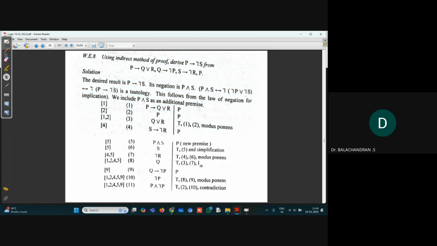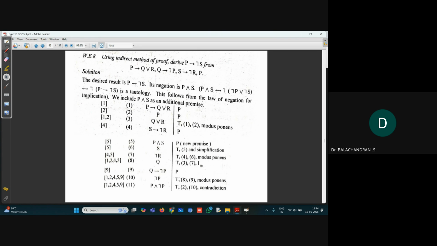So keep the negation here. P → ¬S is what? ¬P ∨ ¬S. From here to here, apply De Morgan's law, P and S. So the negation of P → ¬S is what? P and S. You should assume P and S as an additional premise.